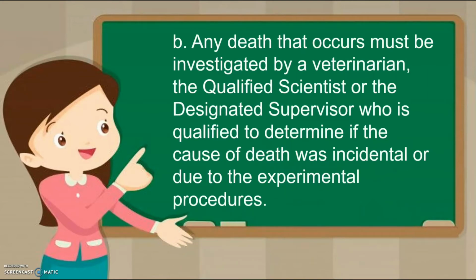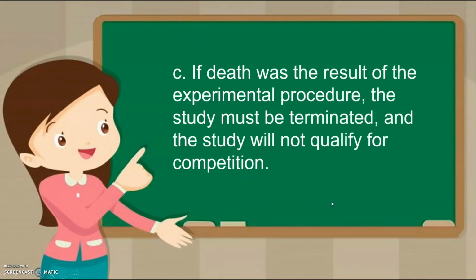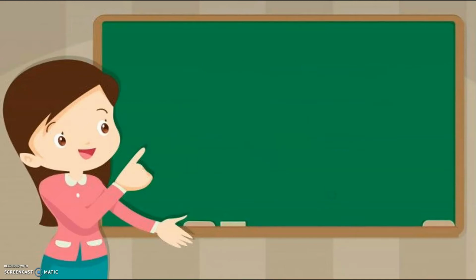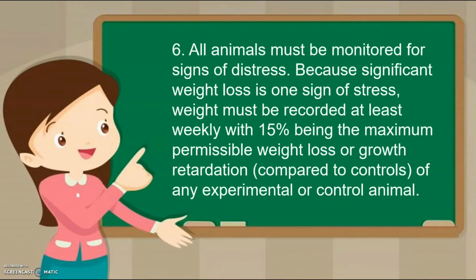Next, any death that occurs must be investigated by a veterinarian or a qualified scientist. And of course, if there is death, they will determine the cause of death, if it was incidental or due to experimental procedures. And if they find out that it is due to experimental procedure, your science investigatory project will be terminated. If that was the result of the experimental procedure, the study will be terminated and you will not be qualified for any competition. Number 6, all animals must be monitored for signs of distress.